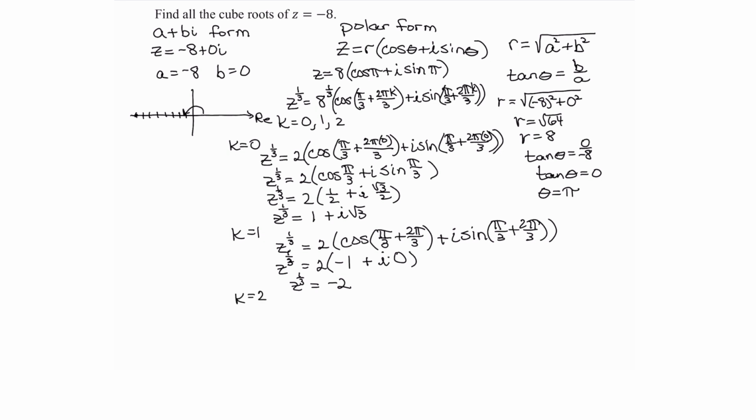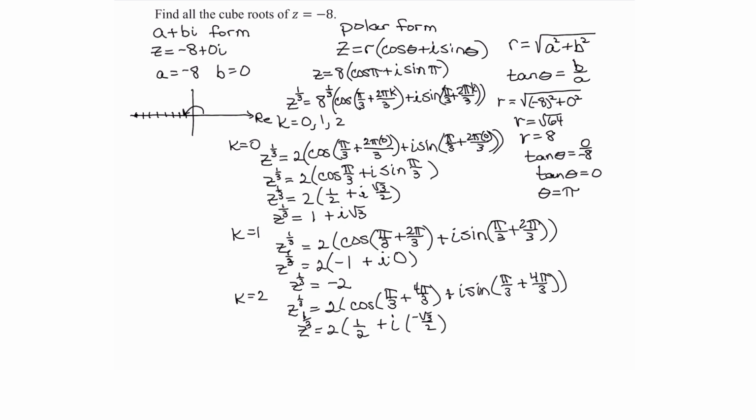And lastly, for k equal 2, we have z to the 1/3, the cube root of z in this case, is going to be 2 times the cosine of pi over 3 plus, now when k is 2, 2 times 2 pi is 4 pi, so 4 pi over 3, and that's plus i sine of pi over 3 plus 4 pi over 3. And that gives me the cosine of pi over 3 plus 4 pi over 3, which is 5 pi over 3, and the cosine of 5 pi over 3 is 1/2, and then I have plus i times the sine of 5 pi over 3, which is negative the square root of 3 over 2.